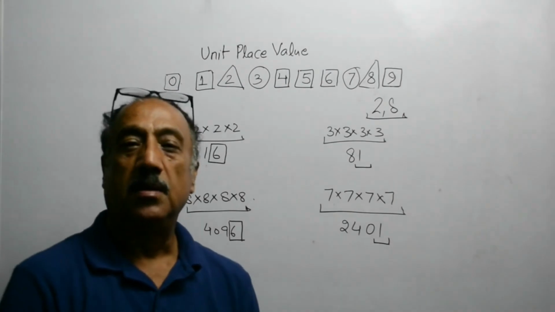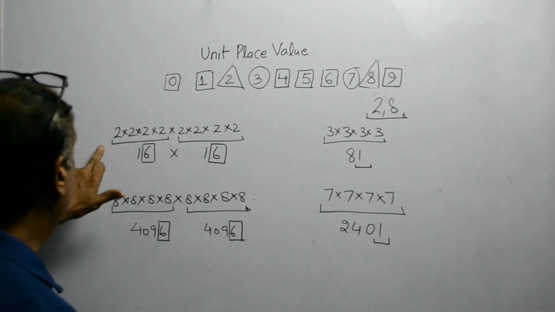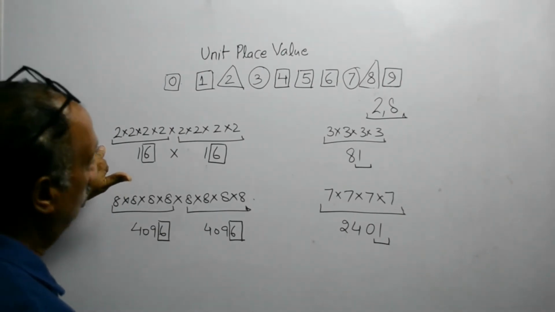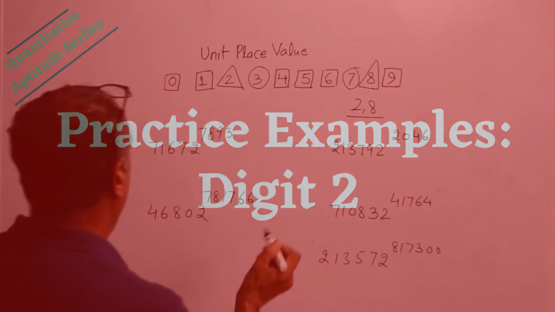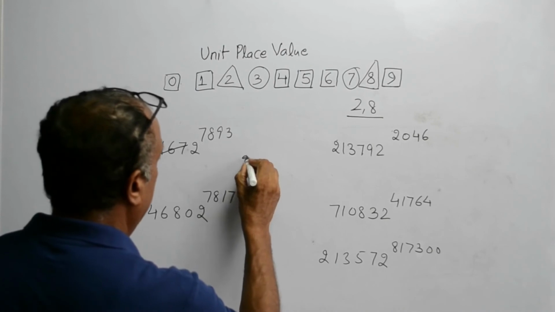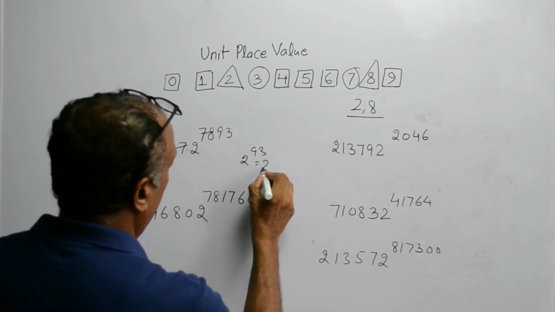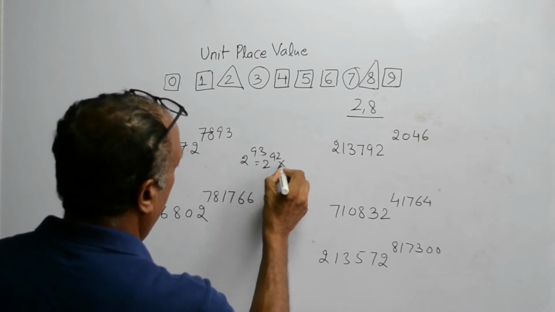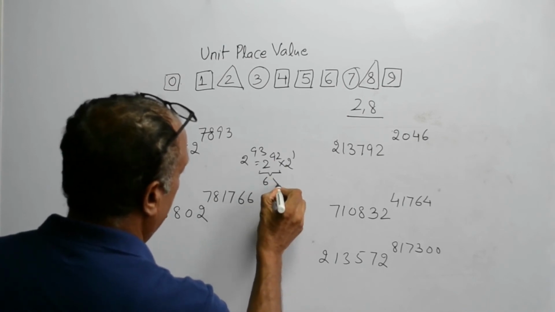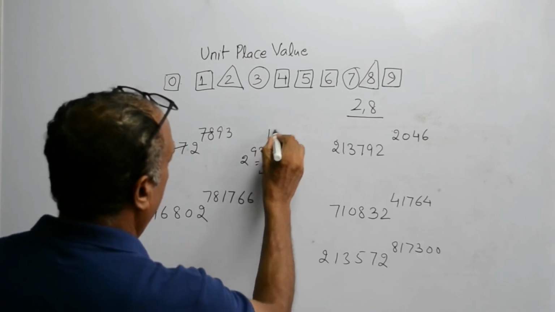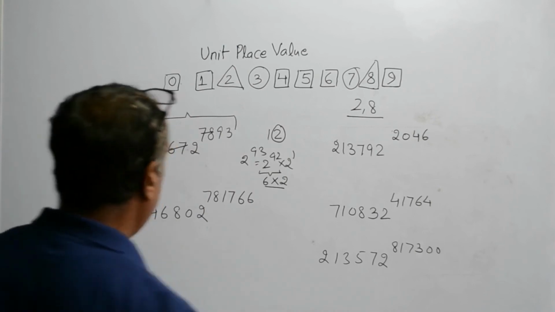So let us first solve some problems related to the digit 2. So here we need to find out the value of 2 raised to power 93, which is equal to 2 raised to power 92 into 2 raised to power 1. This is going to give us a 6 multiplied by 2. So 12. Last digit of this expression is 2.